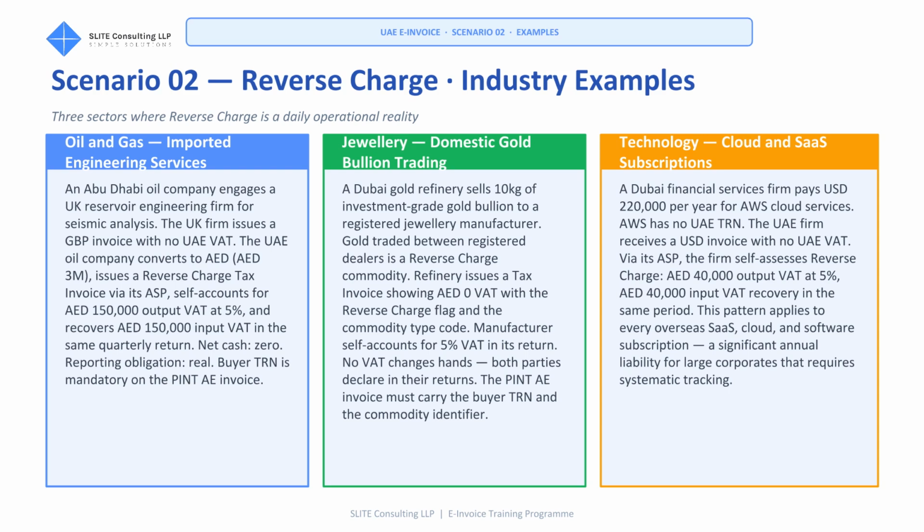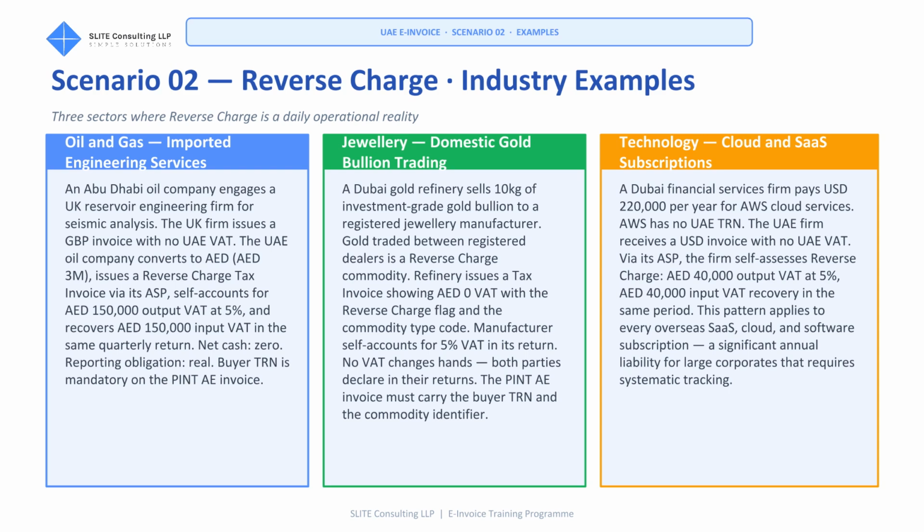Second, jewelry. A Dubai gold refinery sells 10 kilos of investment-grade bullion to a registered manufacturer. Gold between dealers is a reverse charge commodity. The invoice shows zero VAT with the reverse charge flag and commodity code. The manufacturer self-accounts.